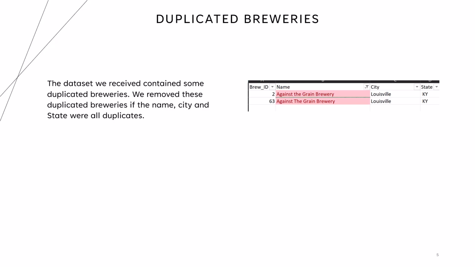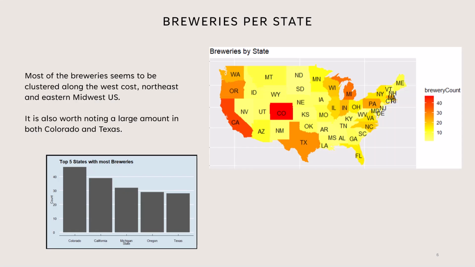Our first analysis was on breweries per state. Before we go into any of that, though, we do have to address the fact that there were some duplicated breweries in the data set that was given to us. You can see here the capital T versus the lowercase t. We did remove the duplication before we did any of our analysis, just to not double count anything.